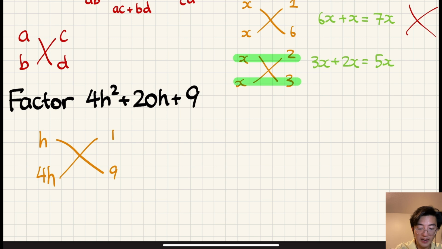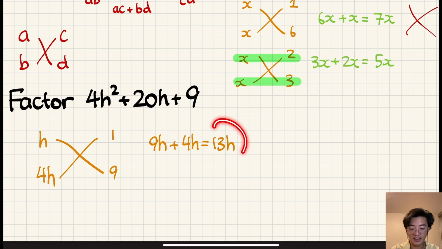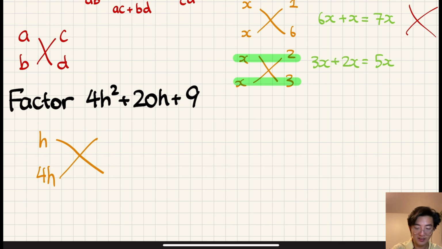So 9 times h is 9h, plus 4h times 1, which is 4h, getting us 13h. So unfortunately, 13h is not 20h, which means that this guess is incorrect, which is okay. We'll try another guess here. Okay, how about we flip it? How about a 9 and a 1?